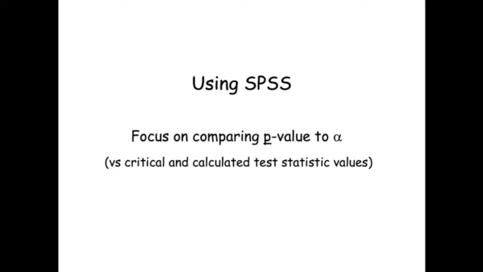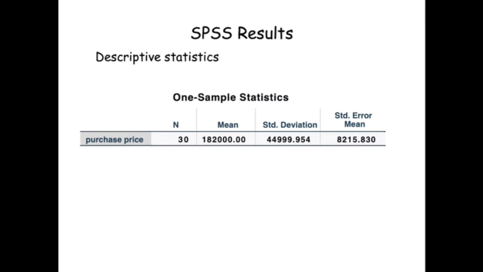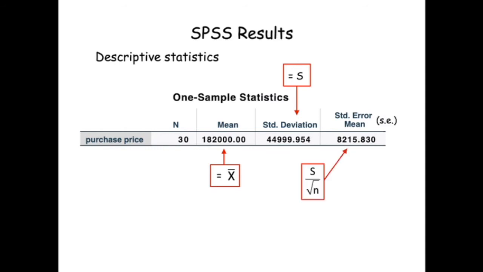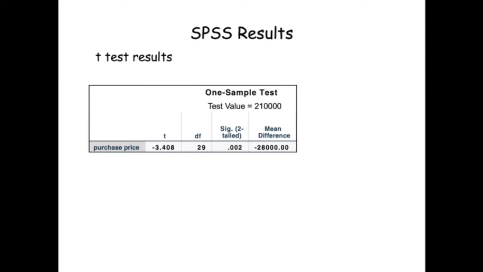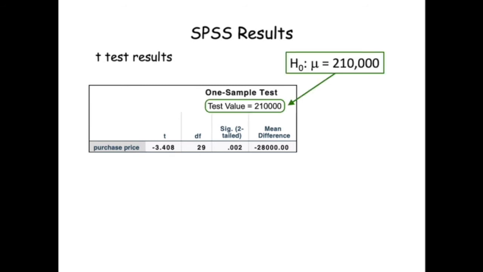In real life, we let statistical packages do the heavy lifting, and the focus shifts from the calculated and critical values of the test statistic to a comparison of alpha and p-values. Let's look at SPSS results for this study. The first table shows descriptive statistics, the sample mean and standard deviation, as well as the standard error. The next table shows the t-test results. We need to provide the value from the null hypothesis so that SPSS knows what standard we're testing against. Otherwise, the test value is assumed to be 0.